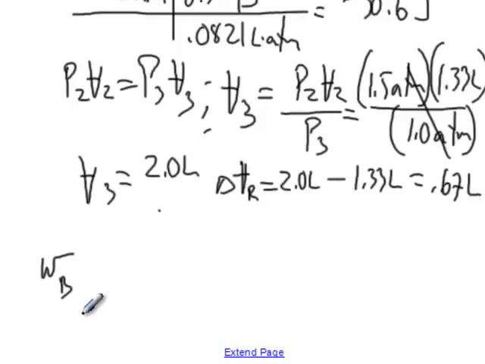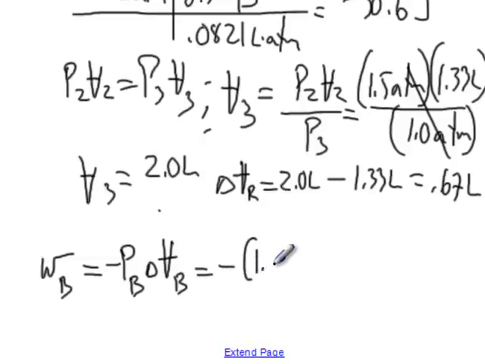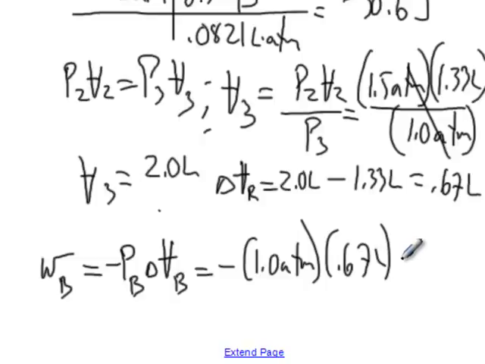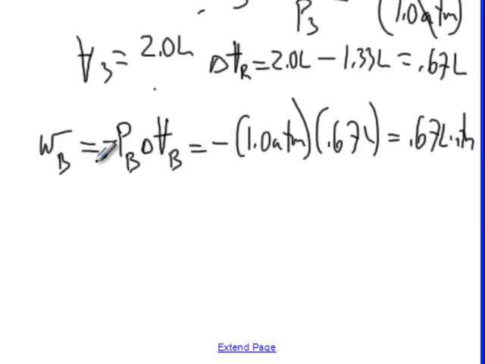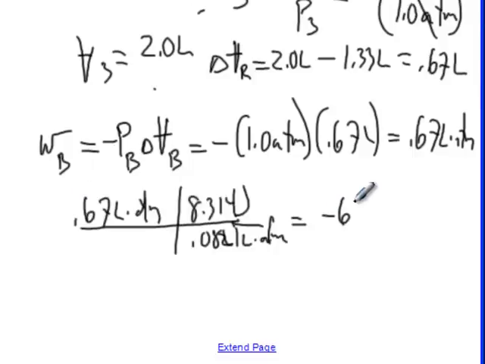Well, now we can quantify the work for part B. Work is minus P delta V, so work for part B is the pressure under the second expansion times the volume change under the second expansion. Second expansion happened under 1 atmosphere, so that's P, and the change in volume we just calculated was 0.67 liters. So this comes out to negative 0.67 liter atmospheres. Well, let's change that work into joules just so we're consistent here, and that comes out to minus 67.8 joules.